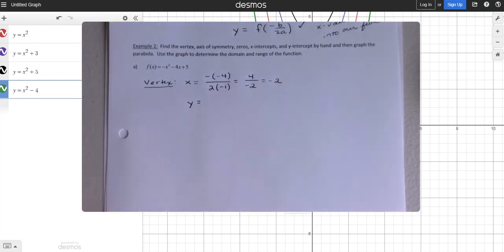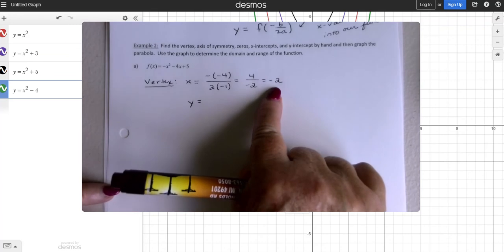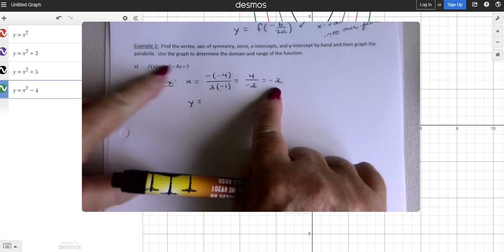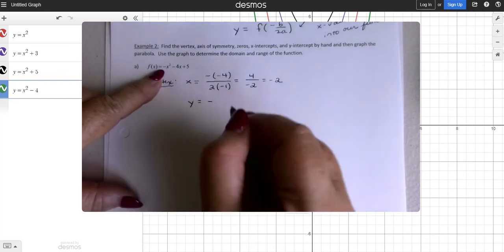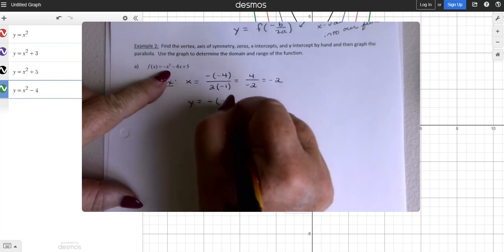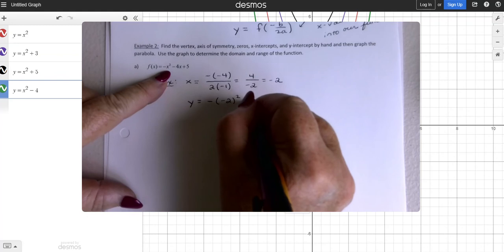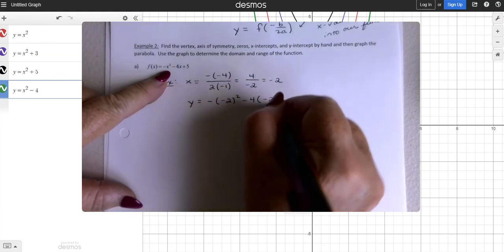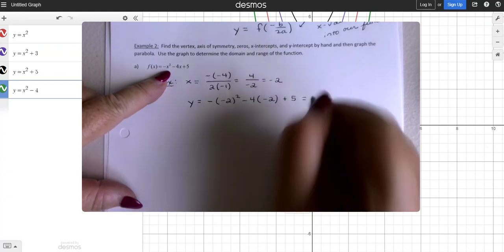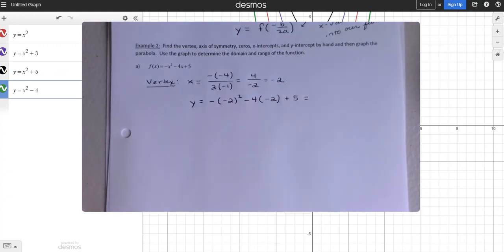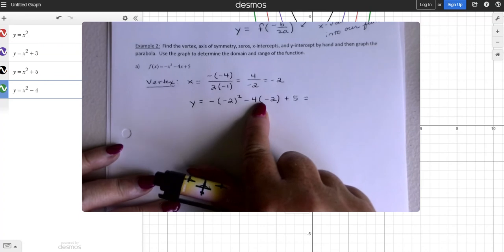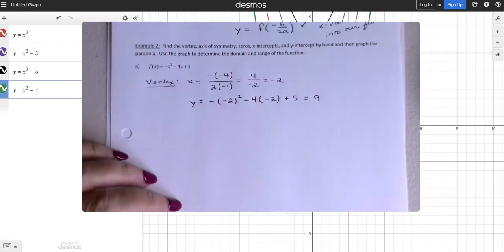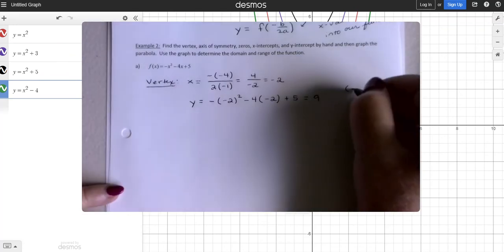To get the y value for the vertex, I just take that -2 that I've already found and plug it back in my function, which is always going to give me y. So let's see, a lot of negatives here. I got a negative, and then I have -2 squared, subtract 4 times -2, plus 5. Again, based on your own comfort level, you can either do this in your head or you can do it using a calculator or Desmos. I have 5 plus 8 is 13. 13 minus 4 would be 9. So my vertex is (-2, 9).